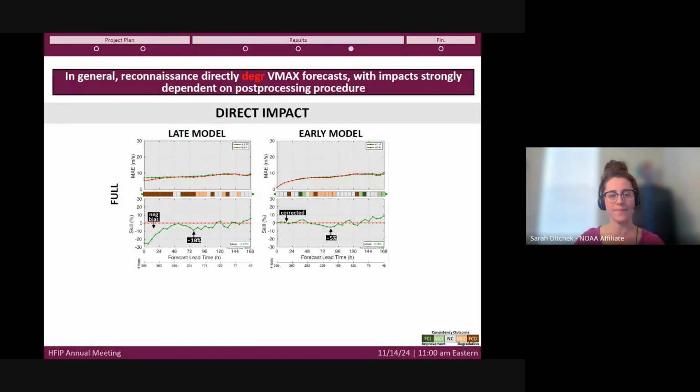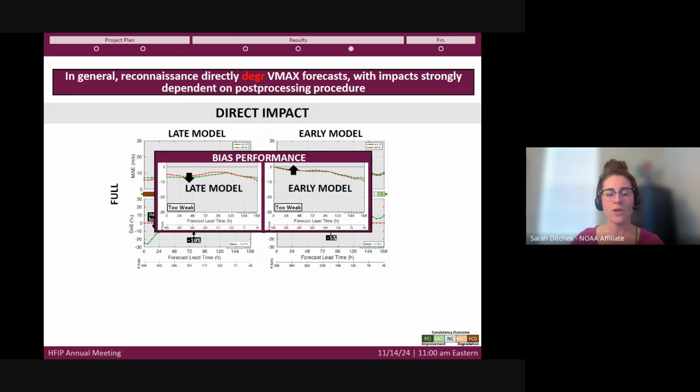Next. Now, after 48 hours, recon consistently degraded VMAX forecasts in the late model up to 10% and in the early model up to 5%, particularly on days 3 to 4. Next. So here's a visual of that weak bias reduction. Note that the weak bias due to recon in the late model on the left, the experiment with the recon is the green line. It's below the experiment without the recon, the red line. On the right, that bias is removed by the interpolator.